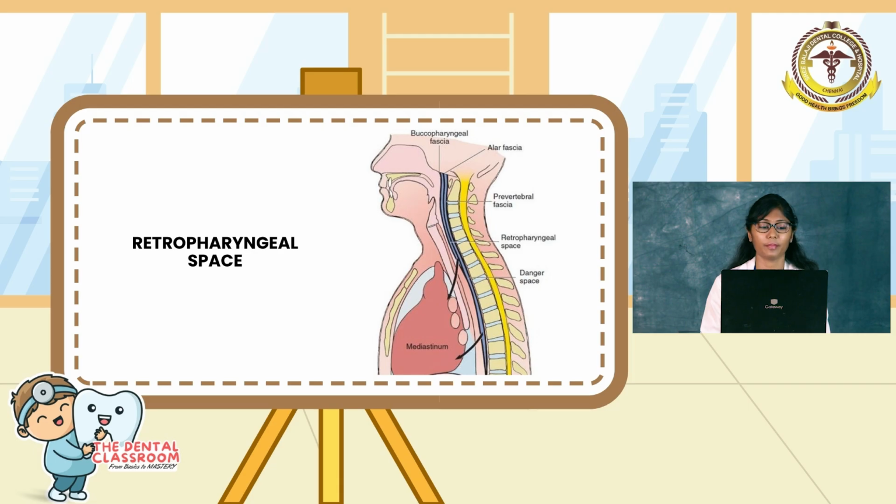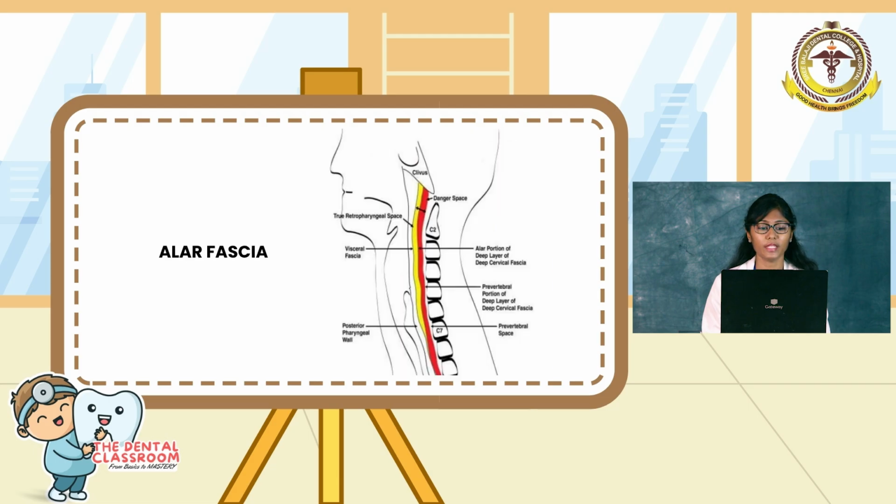Alar fascia is a thin layer of fascia located posterior to the retropharyngeal fascia and anterior to the prevertebral fascia. It extends laterally to the transverse processes of the cervical vertebrae. It forms part of the posterior layer of the deep cervical fascia, stretching from the base of the skull superiorly down to the diaphragm inferiorly. Alar fascia fuses with the retropharyngeal fascia, and this fusion helps define a potential space known as the danger space.